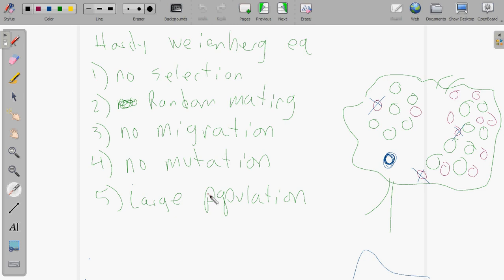It doesn't matter if it's a blue frog or a green frog, they all have an equal chance of mating and producing young. There is no migration, which means no one enters the population, no one leaves the population. And no mutation. There's no mistakes in the DNA when it is copied, no mistakes in meiosis, okay? And it has to be a large population.